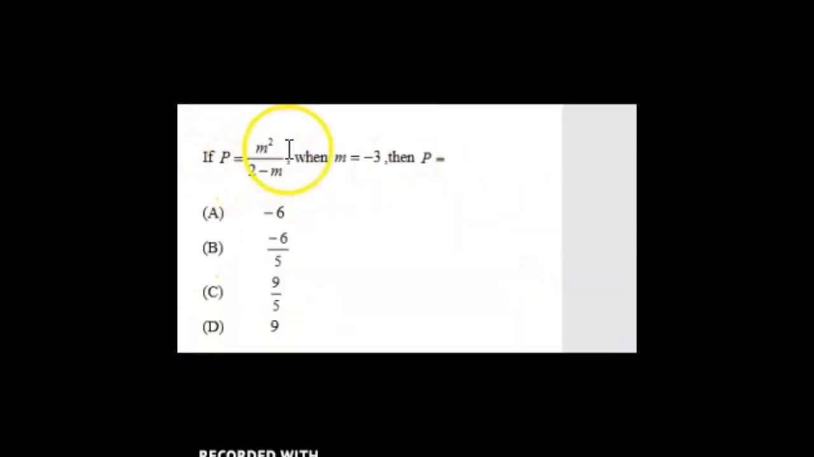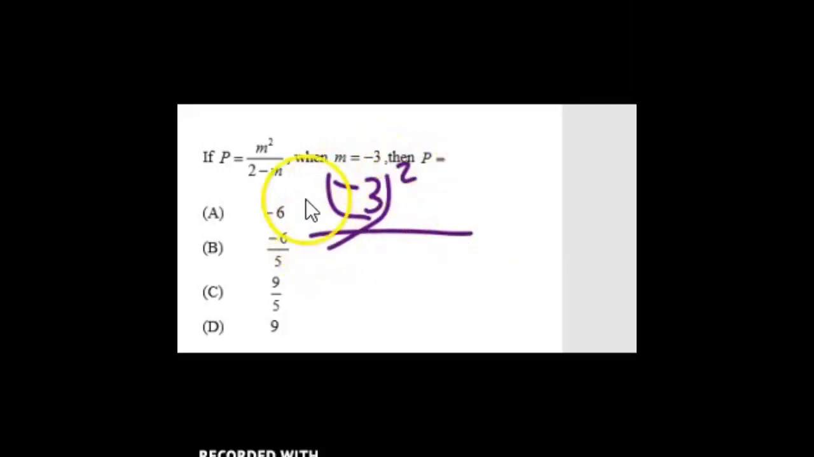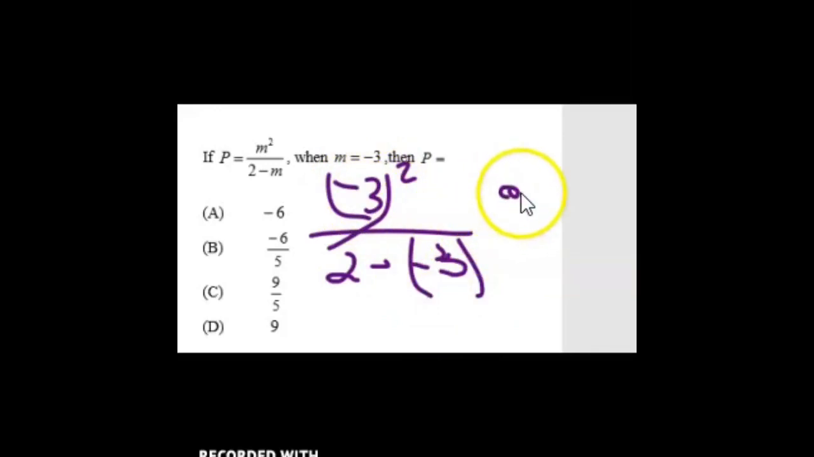If p is equal to m squared over 2 minus m, when m is equal to negative 3, then p is equal to, so we're going to substitute negative 3 wherever we see m. So here we have negative 3 squared over 2 minus, and m is negative 3. So negative 3 times negative 3 would have given us positive 9.